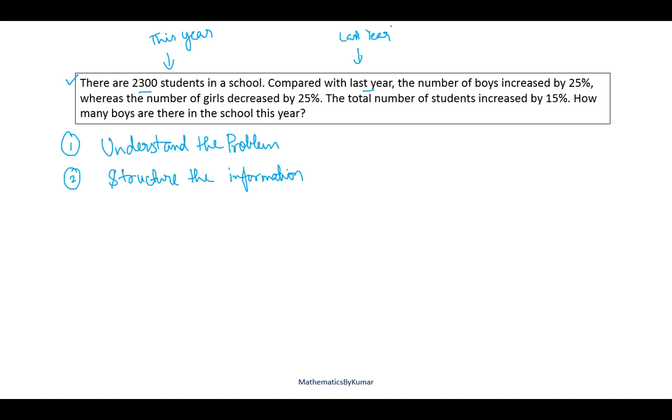Now I'm getting more information. I know that there were boys and their number has increased. I know there were some girls whose number has decreased. One more piece of information has been provided, that the total number of students increased by 15%. Okay. Now the question is, how many boys are there in the school this year? So first of all, let's look at the two cases that we discussed: last year and this year.